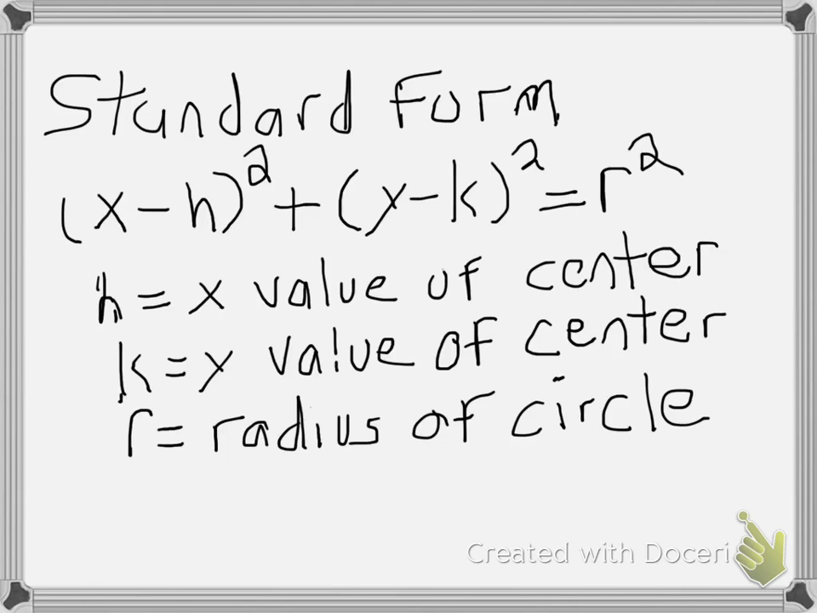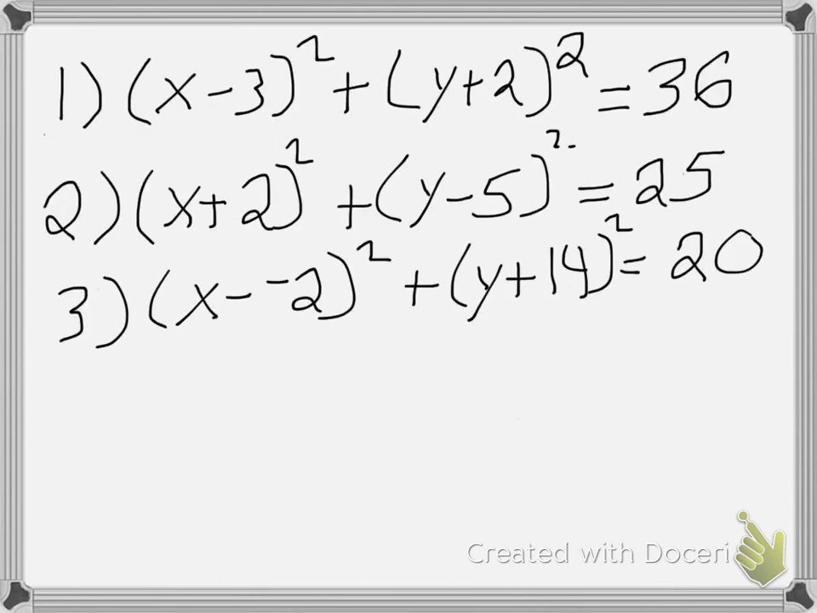And remember that r is squared in the standard form of the circle, which means that the radius is actually squared. So you have to take the square root of that in the standard form to get the radius. Here are 3 example problems. Please use the play pause and tell me exactly what the center and the radius are for all 3 of these particular problems.